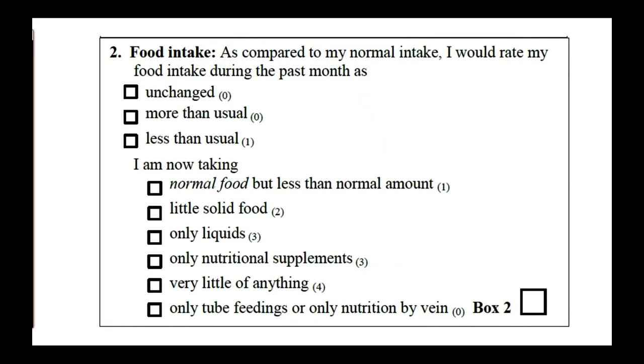Now let's go to box 2, food intake. The patient will also fill out this part. Unlike the prior box, this is not additive. We can see that the patient was eating less than usual and very little of anything. This score would be a 4. It would not be a 5 because it is not additive, and the highest score goes in the box.